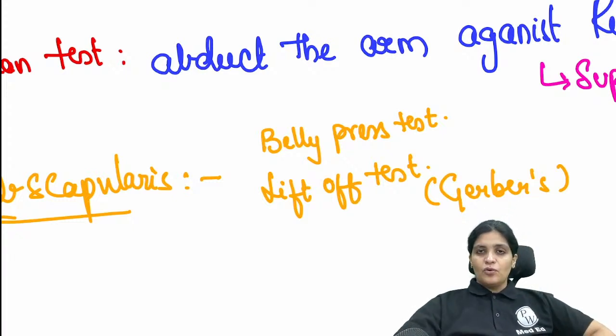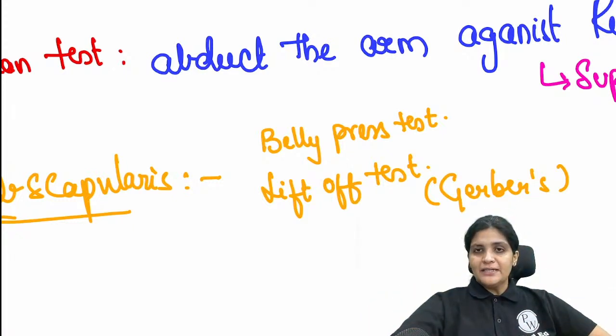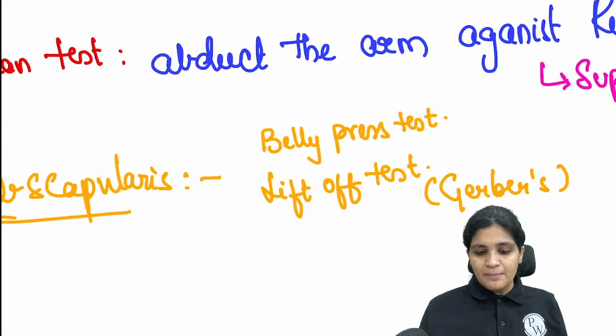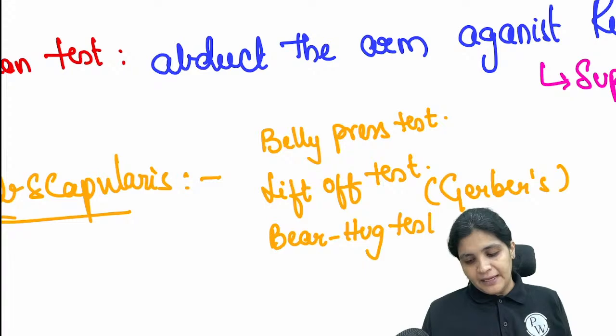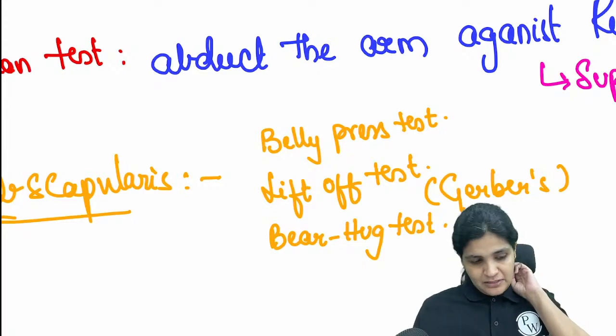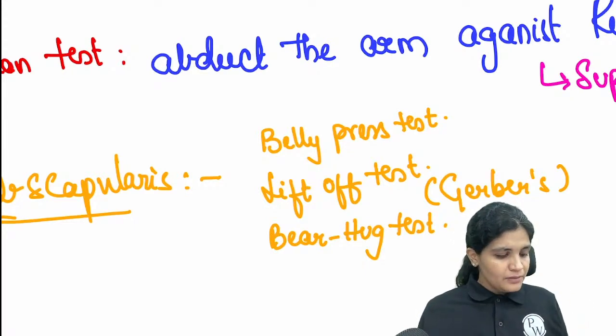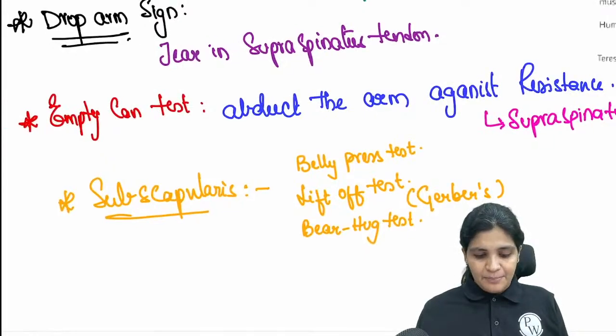And belly press, you're going to put both your palms on the belly button and you're going to press it. So this is the belly press test. And the second one is also called the bear hug. Bear hug, belly press or lift off test. So these three are the tests for your subscapularis.